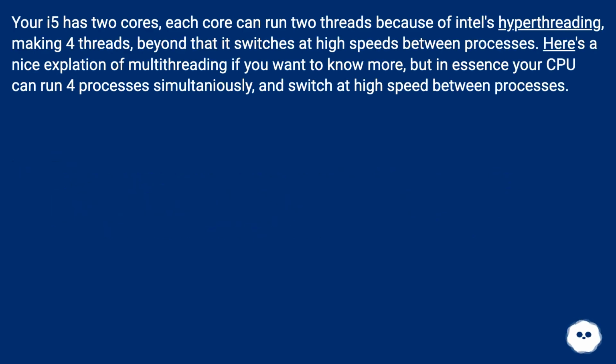Your i5 has 2 cores, each core can run 2 threads because of Intel's hyper-threading, making 4 threads. Beyond that, it switches at high speeds between processes. Here's a nice explanation of multi-threading if you want to know more, but in essence your CPU can run 4 processes simultaneously, and switch at high speed between processes.